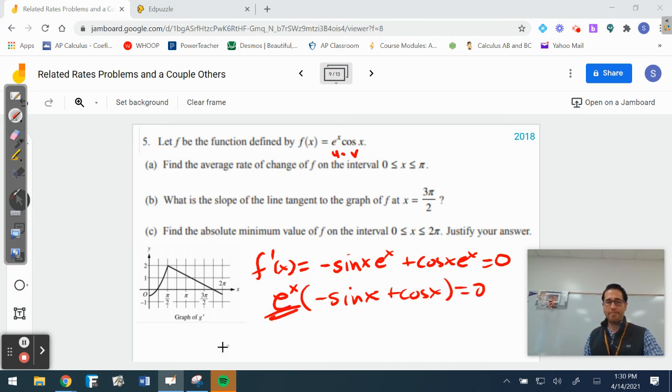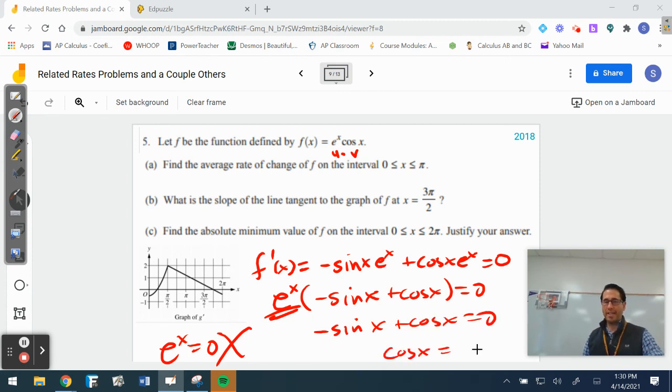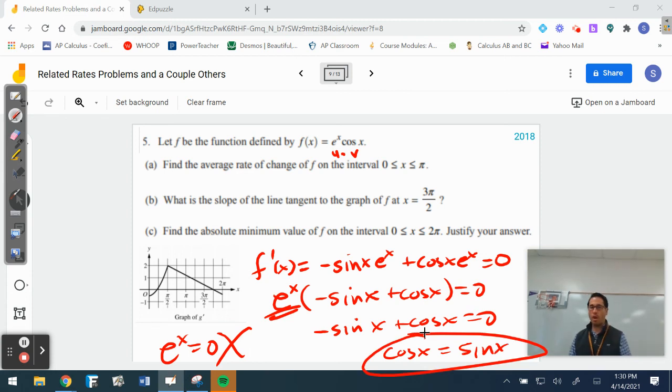Now, e to the x, when I set that equal to 0, no good. That can never be equal to 0. So then I set this other factor equal to 0. If I do that, and I just add that sine over, it would be equal to 0 whenever sine x was equal to cosine x, all right? So when are sine and cosine equal to the same thing?